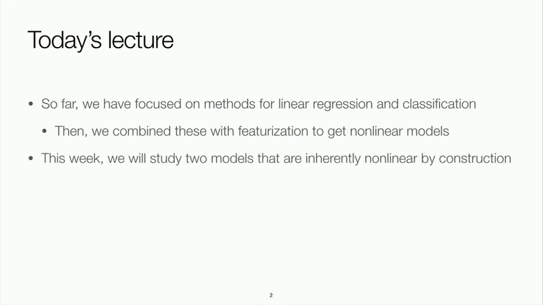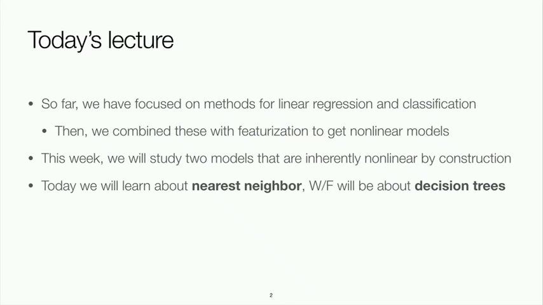Instead, this week we're going to first study two models that are, by definition, by construction, nonlinear. Just based on the way that we define them, there are no featureization tricks or anything like that we need to do in order to make them nonlinear. They're just straight up nonlinear from the start. In particular, today we're going to talk about a model called the nearest neighbor model. And then on Wednesday and Friday, we're going to talk about decision trees.